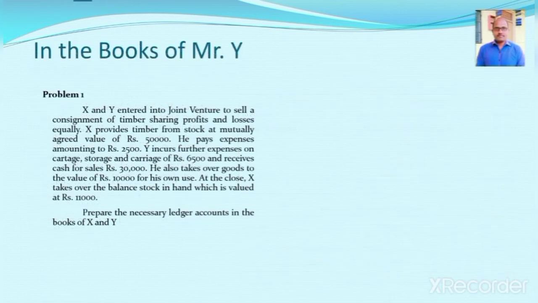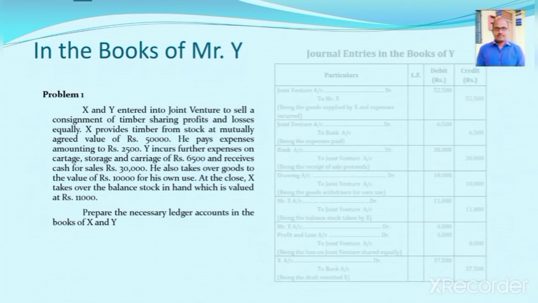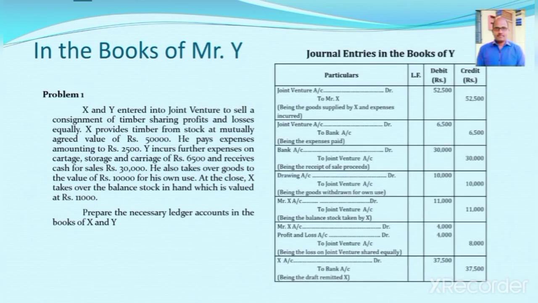Similarly, the same transactions are recorded in the books of Y. Now the transactions which are related to Y are recorded directly, and the transactions which are related to X are recorded in the name of co-venture. So you can see the first entry, 52,500 is the expenditure incurred by Mr. X, that is debited to joint venture account. The journal entry is joint venture account debit to Mr. X 52,500.